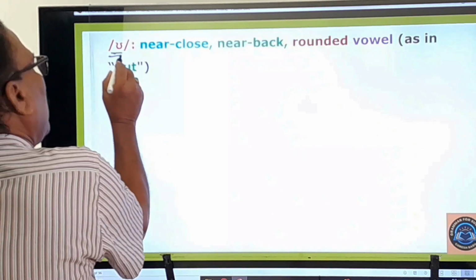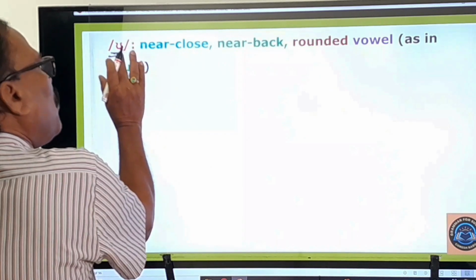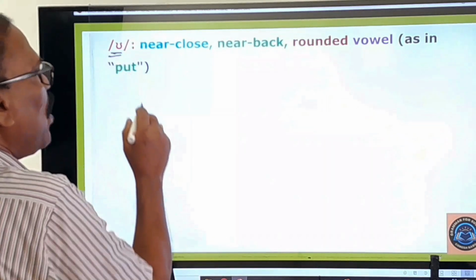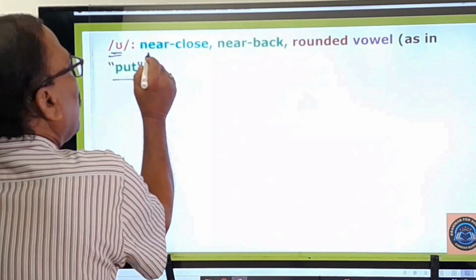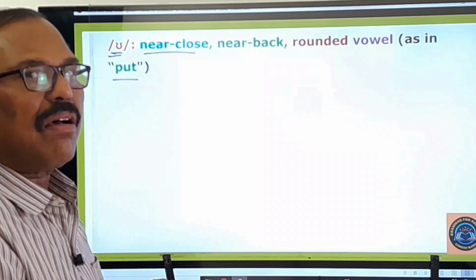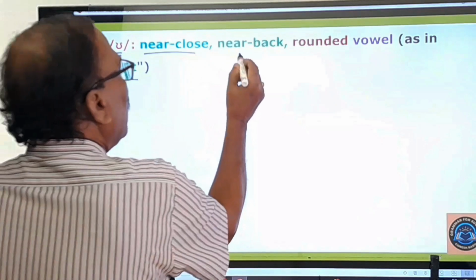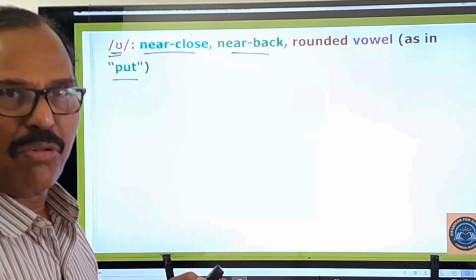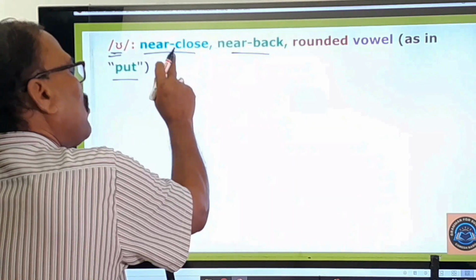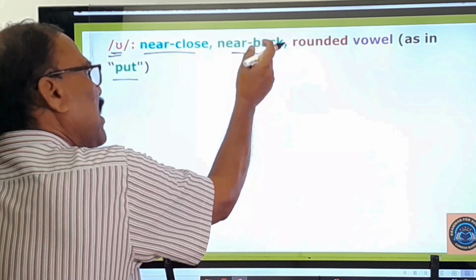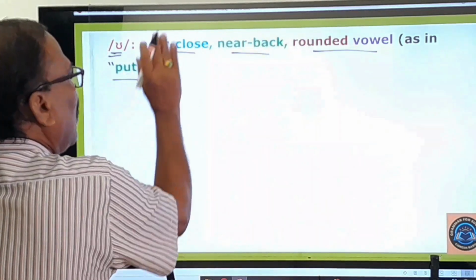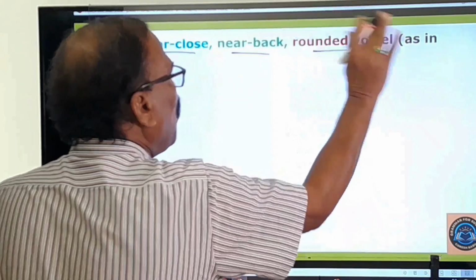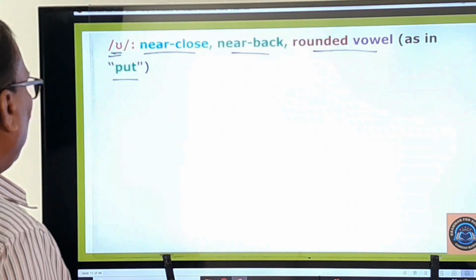How do you pronounce this one? As in put. Here it is near close: the tongue is near the palate, and the tongue is near the back of the mouth, and the lips are rounded. So these three things are there: near close, near back, rounded vowel. Then you go to the next one.